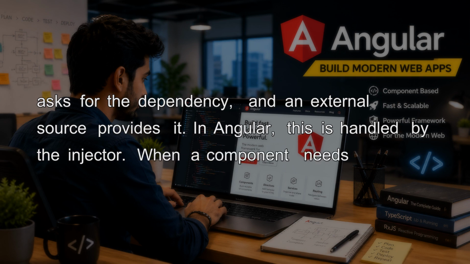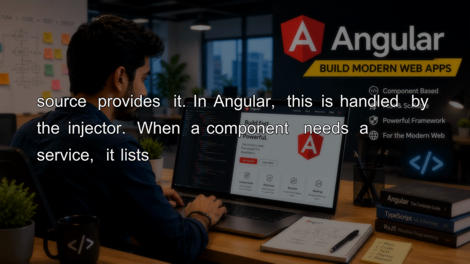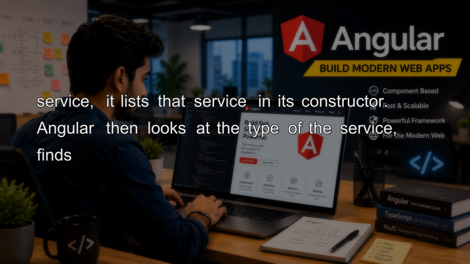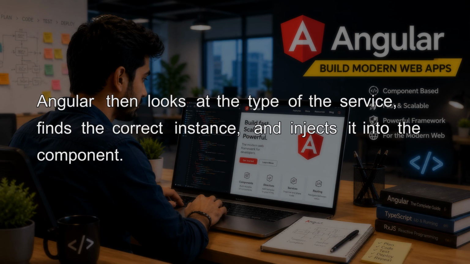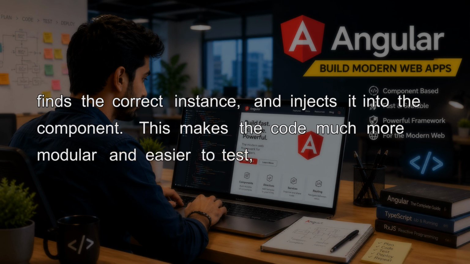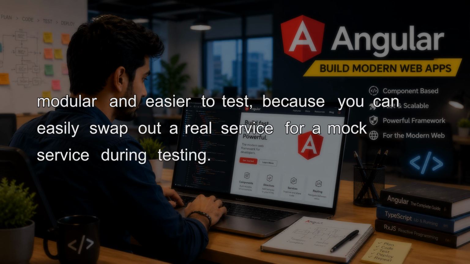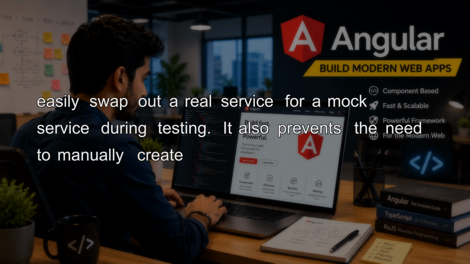When a component needs a service, it lists that service in its constructor. Angular then looks at the type of the service, finds the correct instance, and injects it into the component. This makes the code much more modular and easier to test, because you can easily swap out a real service for a mock service during testing. It also prevents the need to manually create the same service in 10 different components.